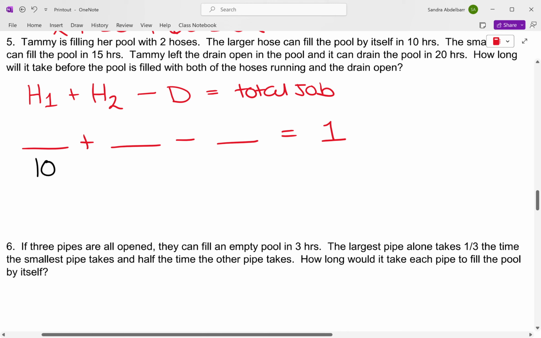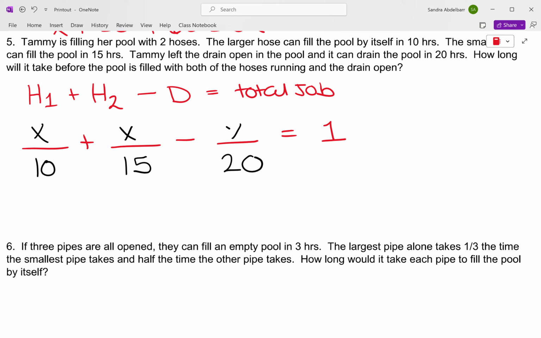Okay, Tammy is filling her pool with 2 hoses. The larger can fill the pool by itself in 10 hours. The smaller hose can fill the pool in 15 hours. The drain can drain the pool in 20 hours. How long will it take before the pool is filled with both of the hoses running and the drain open?